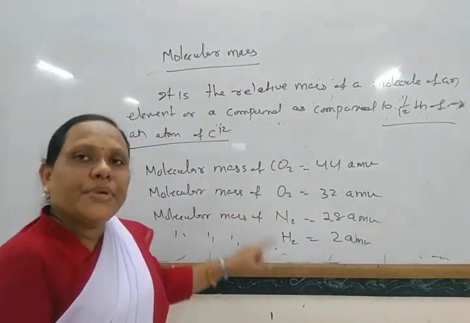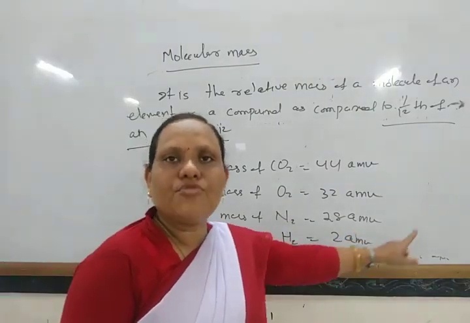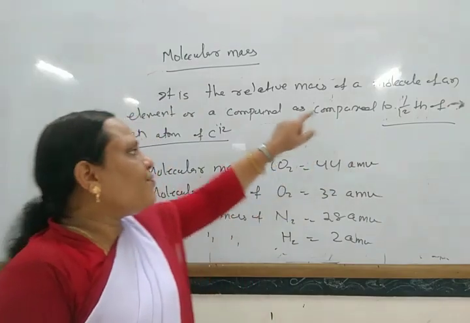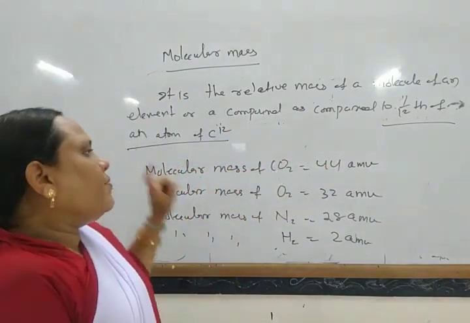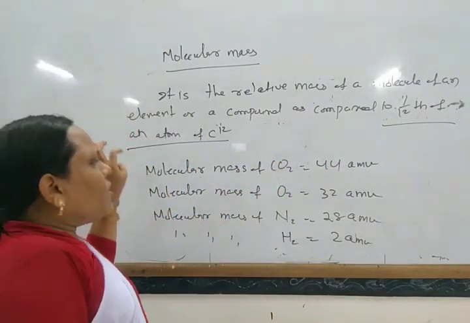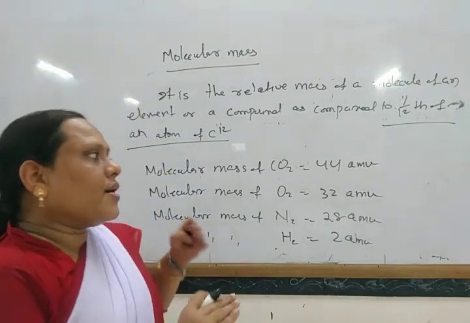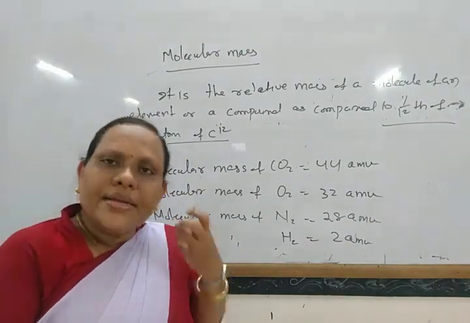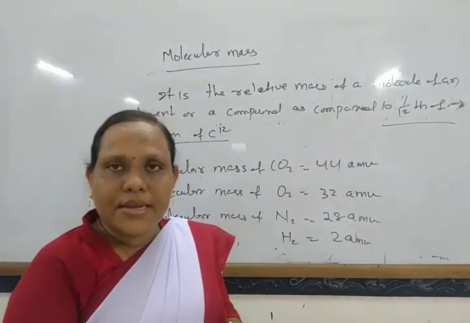So how many times a molecule is heavier than 1/12 of one atom of carbon 12, that is known as your molecular mass. Another thing, the molecular mass is also expressed in AMU. Another thing, the molecular mass of a molecule you can simply calculate by adding the atomic masses of all its elements.